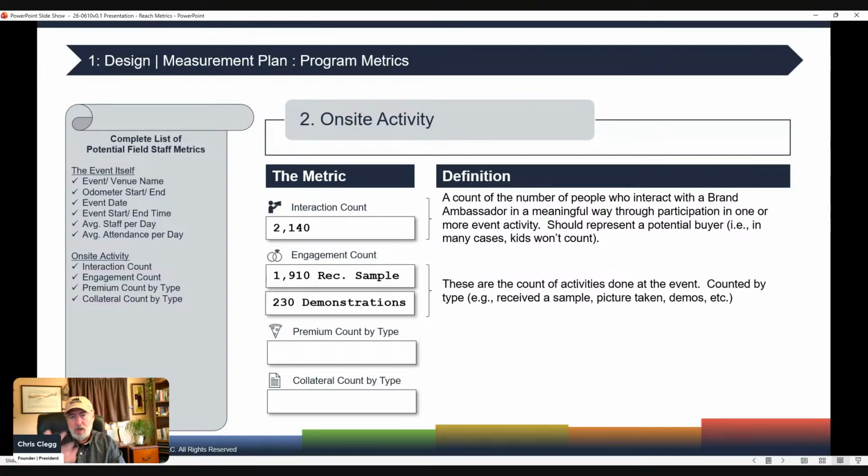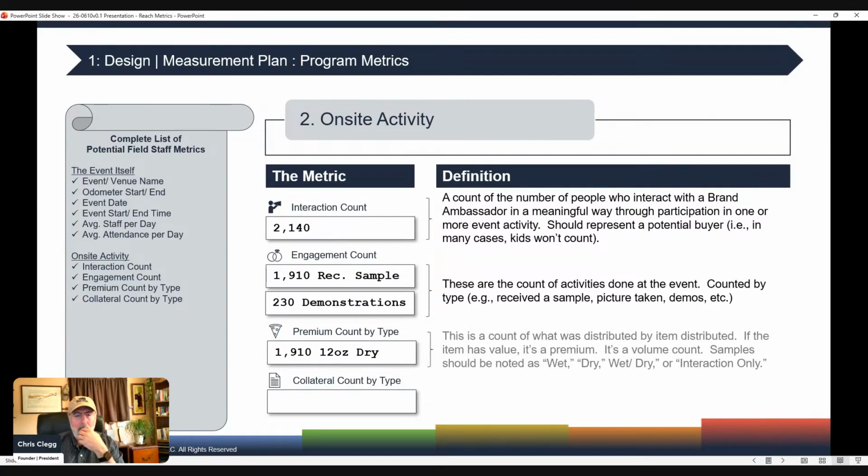But you also want to make sure you know the number of people that you engage, because they represent the base of where you have an opportunity for incremental revenue. And then you're oftentimes distributing premiums, you're distributing collateral or flyers. Premiums can be looked at as being samples. You want to get counts of that. You can look at it as being any branded item, any branded tchotchke or the like. And then if you're handing out flyers, you want to get a record of that as well.